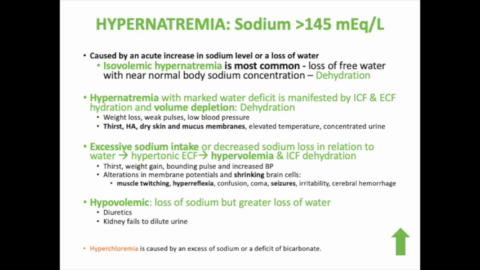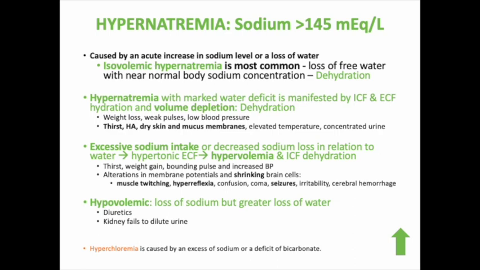First, with our electrolyte imbalances, we're going to look at too much sodium or hypernatremia. And this can be caused by an acute increase in sodium level or an acute loss of water. So the first one, isovolemic hypernatremia, is the most common. This is when you lose water and normal body sodium concentration still occurs. This is dehydration.